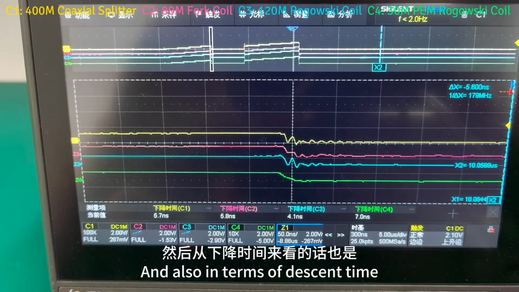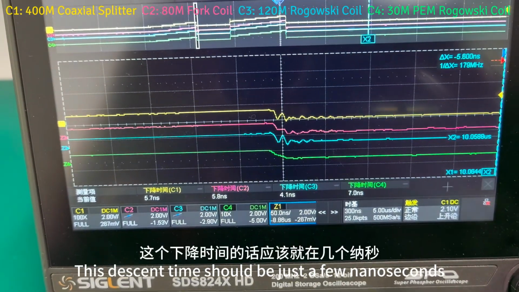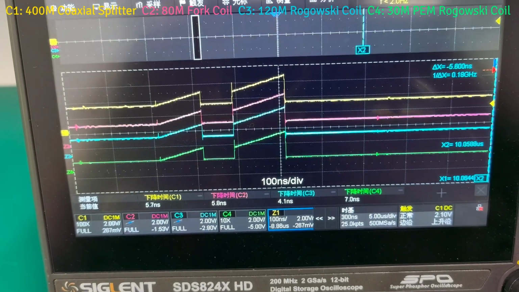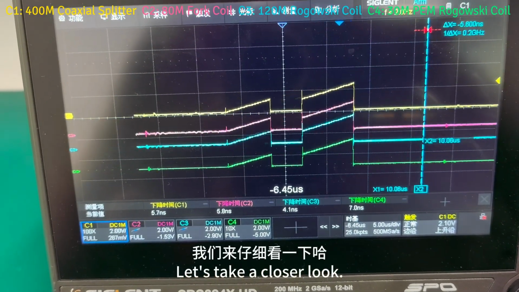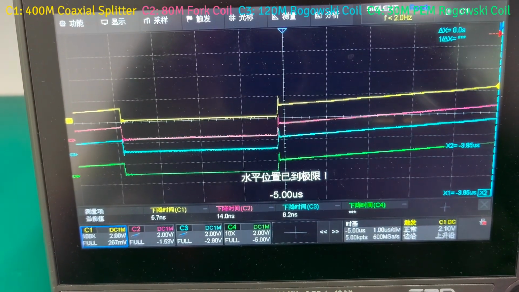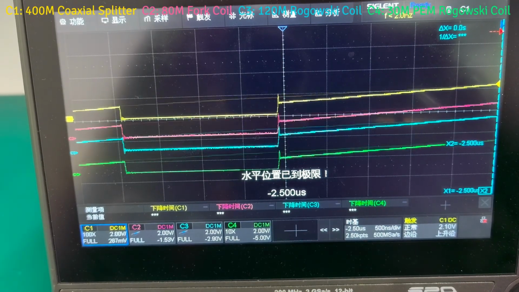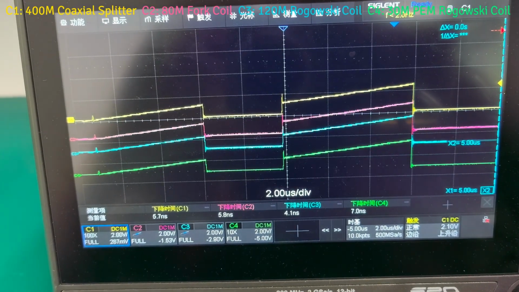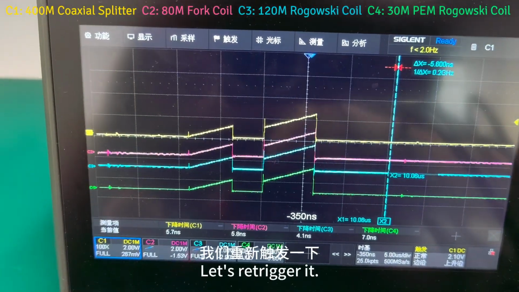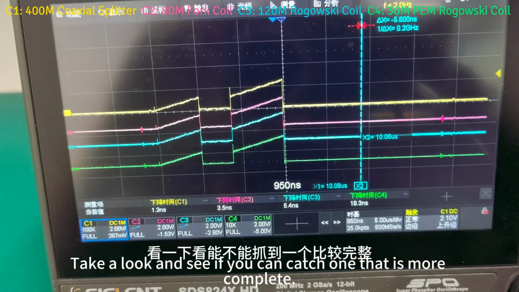And also in terms of descent time, this descent time should be just a few nanoseconds. But let's take a closer look. Take a look again. I can't see this descent time yet. Let's retrigger it and see if we can catch one that is more complete.